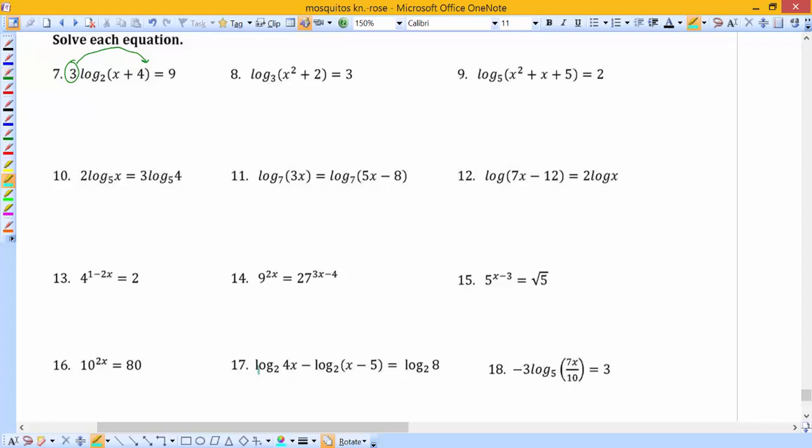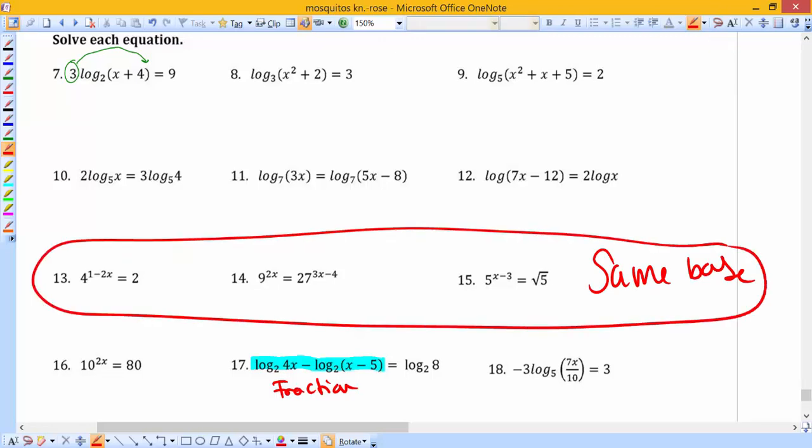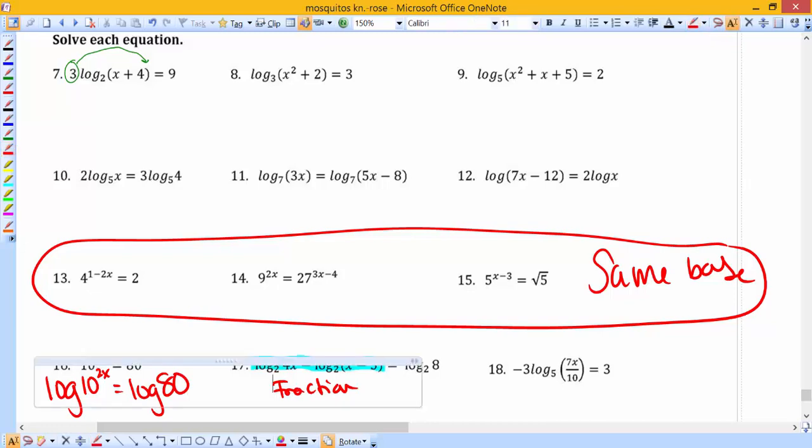So on 17, you can rewrite subtraction as a fraction. In 13 through 15, you can go ahead and log both sides, or you can get the same base. In 13, 14, and 15, I would actually get the same base for all of these. Okay, get the same base here. This one, I would log both sides. I would do log base 10 of 2x equals log of 80, or sorry, log of 10 equals log of 80.